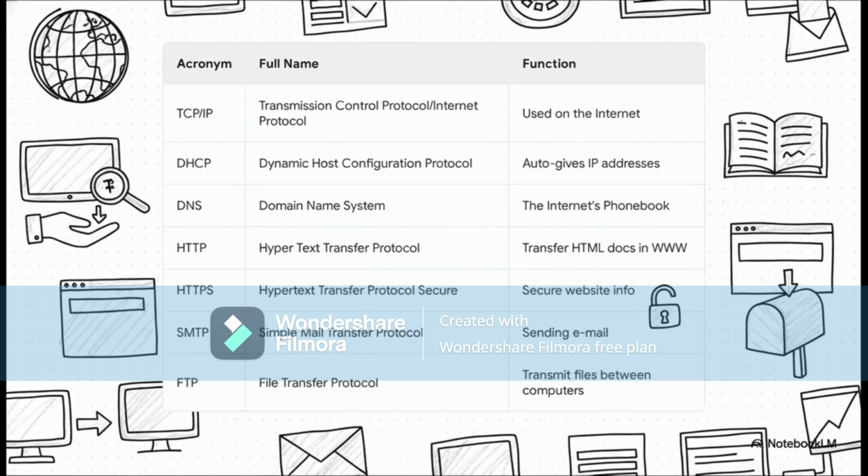We started with TCP/IP, the big boss, the main rulebook for the internet. Then there's DHCP, which gives your device an IP address. We've got DNS, the internet's phone book. HTTP is for browsing websites, and the super important HTTPS is for browsing them securely. And then you've got your two specialized protocols, SMTP for sending email and FTP for transferring big files. Seriously, pause here if you need to. This table is going to be your best friend.